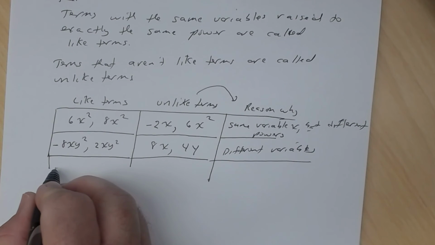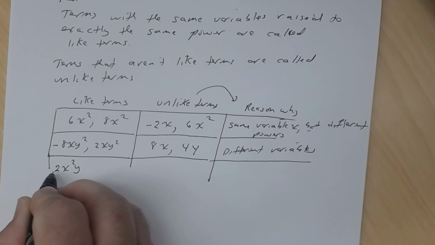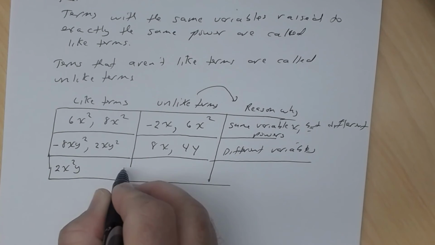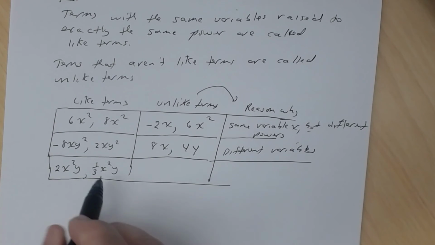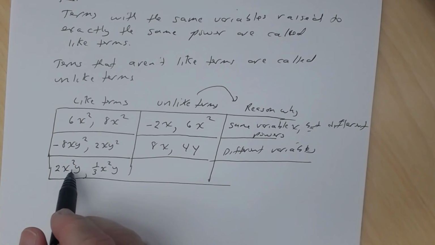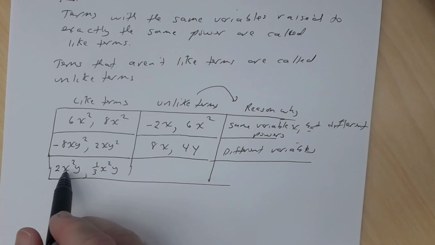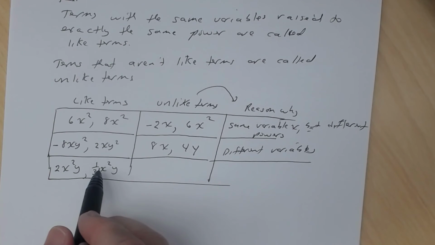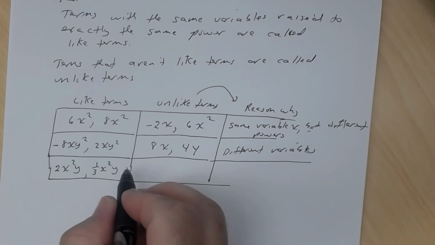All right, what about this one? Suppose we had 2x squared y and 1/3 x squared y. These are like terms because they both have the same variables. So x, x, y, y, and the respective variables have the same exponents. So x and x are both being raised to the same power. Y and y are both being raised to the same power.